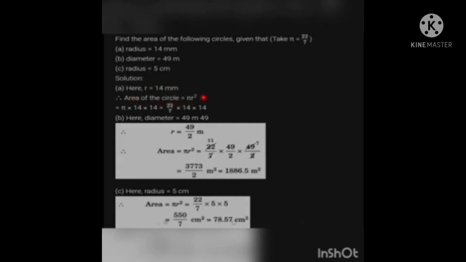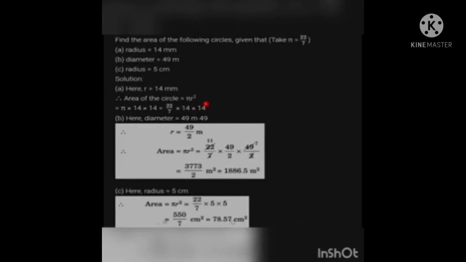Area of the circle is pi r square. So directly applying, pi into 14 into 14. What is the value of pi? 22 by 7 into 14. R is 14, so r square means r multiplying 2 times, so 14 into 14. Now 7 and 14, what do you have? You will have 7 in 14, 2 times. So cancelling out, what will you have? 2. So this 14 becomes 2. So 22 into 2 you have 44. 44 into 14 you have the answer 616.